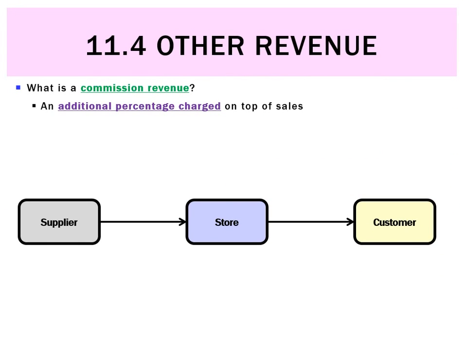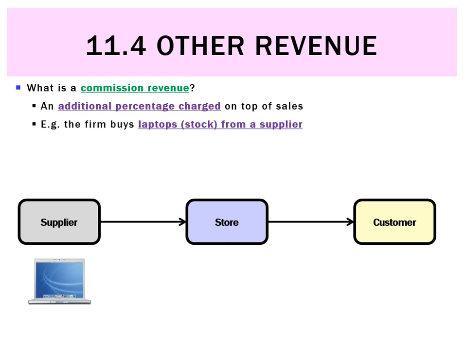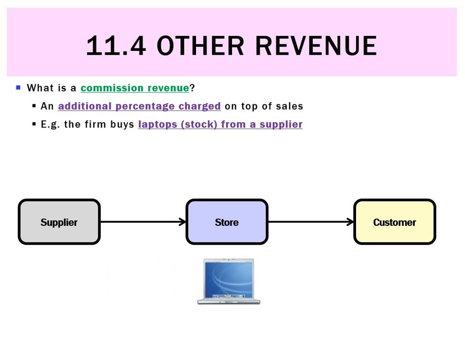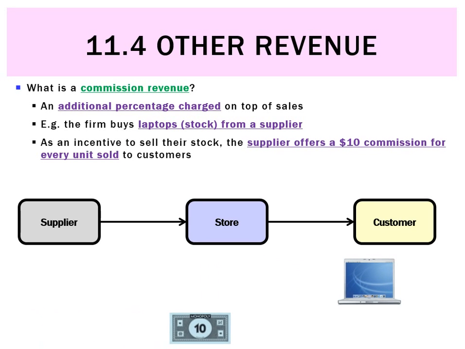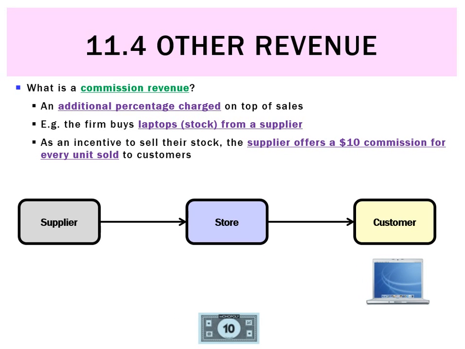What is a commission? That's probably the one that's the most difficult to understand. It's an additional percentage charged on top of sales. So for example, let's say our business sells laptops. We buy them from the supplier and then we sell them to customers, and maybe the supplier, to give us an incentive, gives us $10 every time we sell one of their laptops. So why would they do that? Well, let's say that's Apple. We might sell many different brands of laptops. Apple wants us to sell theirs more than other brands, so they give us an incentive to sell theirs by giving us $10 every time.